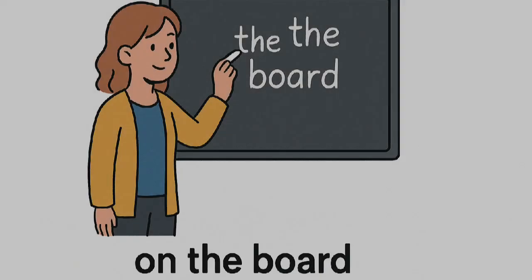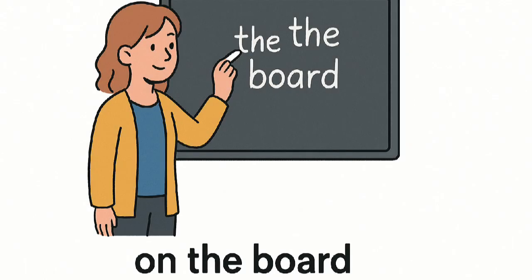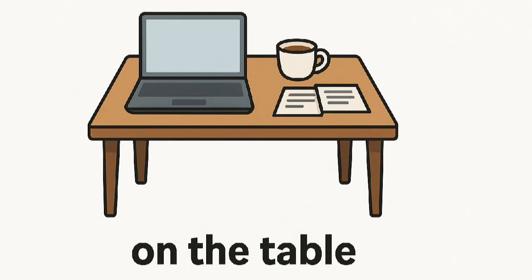The teacher is writing on the board. The chalk touches the surface of the board, and that contact is exactly what on describes. Look at this table. Everything resting here, the laptop, the cup, the papers, they are all on the table. Each item is supported by the table's surface.